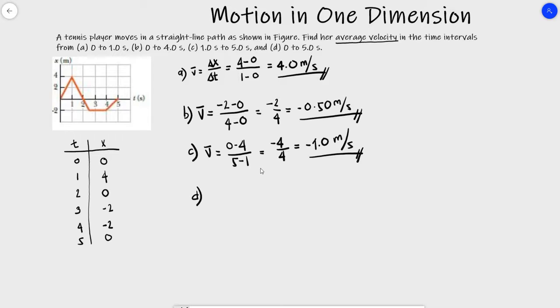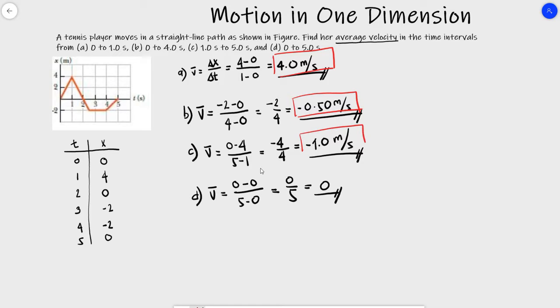For letter D, average velocity from 0 to 5. At 5 it is 0, and the initial time is 0, over 5 minus 0, which is equal to 0. So the answer for letter D is 0. That is our answer. And these are our answers.